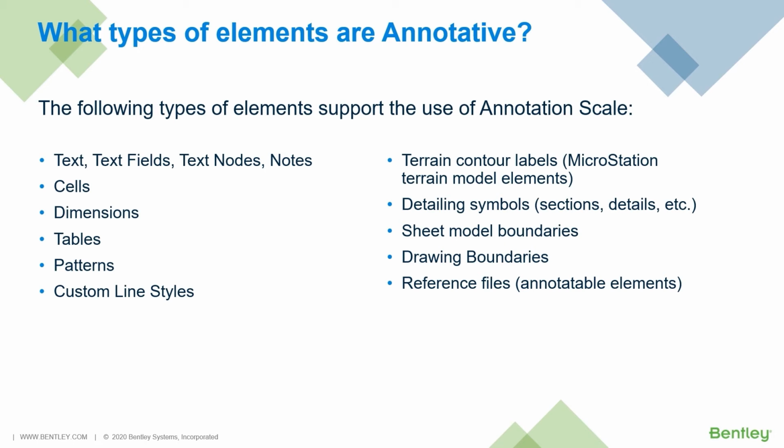If you work with terrain model elements in MicroStation, importing a terrain model into the active MicroStation model has the ability to come in and display things like terrain contour labels and spot elevations and so forth. These have the ability to feel the current annotation scale value as well. It works with detailing symbols such as section markers, detail callouts, etc.